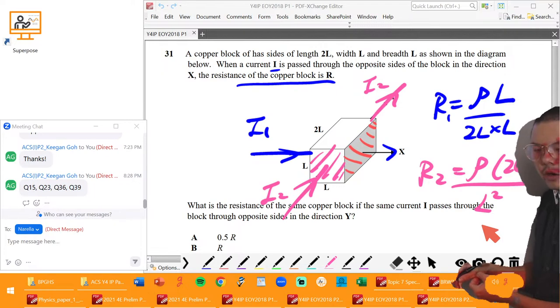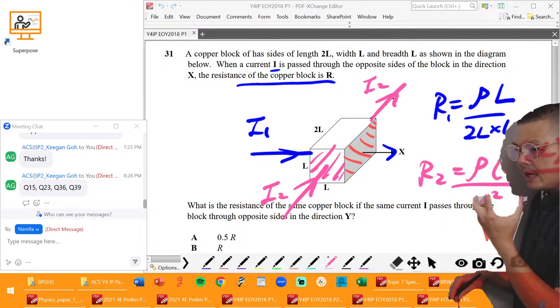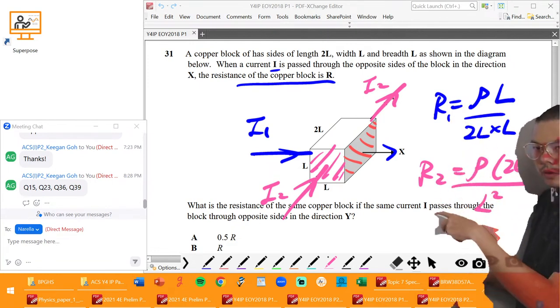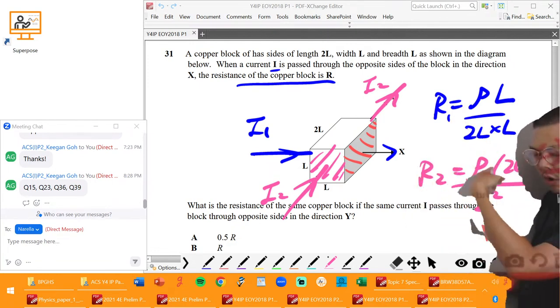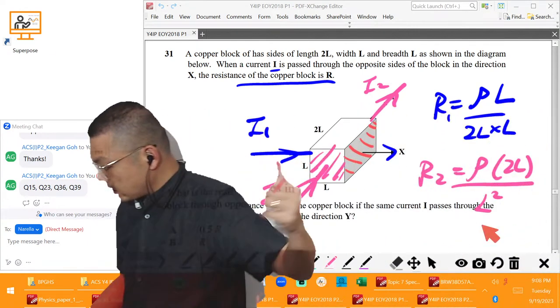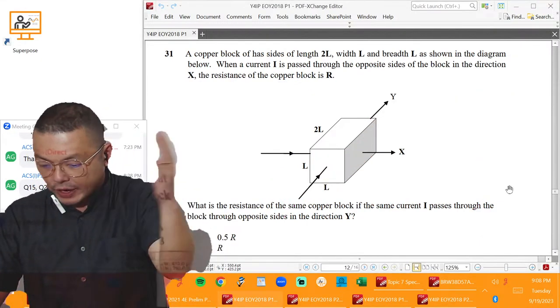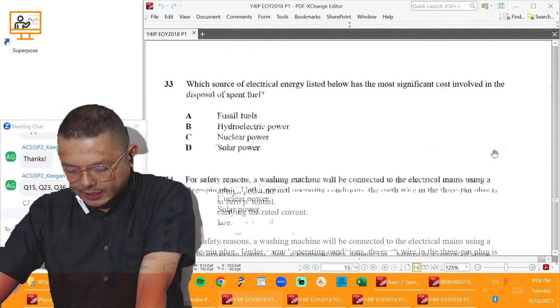Correct? Okay. So, I must tell you this: a lot of IB questions play around with these kind of ratios. So you get used to this. This is a very core style of IB questions. That means they want you to do the manipulation of the equations in ratio format. 31 done. Next one.